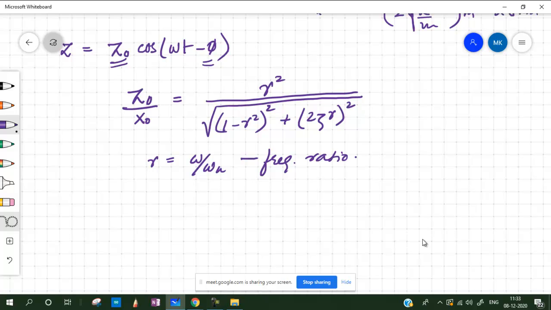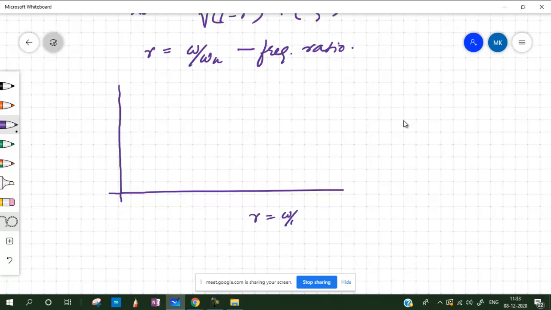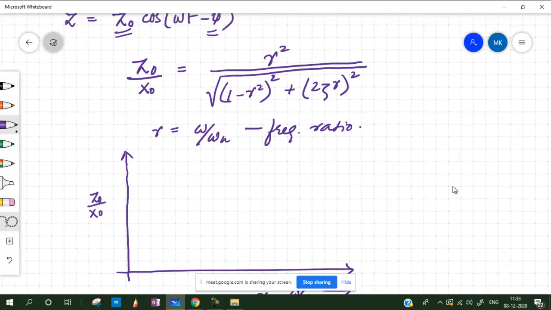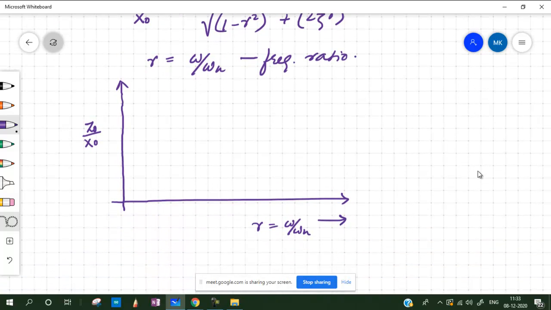Now what does this tell us actually? It tells us if we plot now the graph between r, which is omega by omega n, the ratio of the frequencies, and on the y-axis we have z0 by x0. So z0 by x0 in this case is nothing but the displacement amplitude ratio. In this case we're not talking about acceleration, we'll just come to that from here only. So z0 by x0 here would simply refer to some amplitude ratio, isn't it?